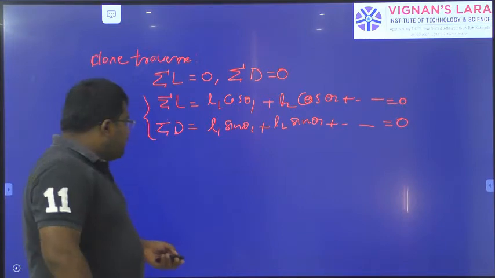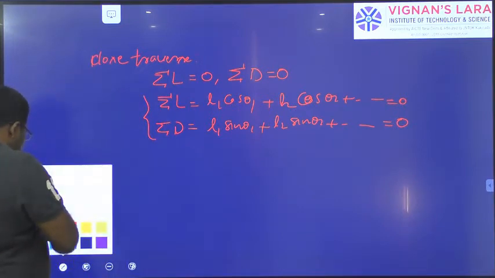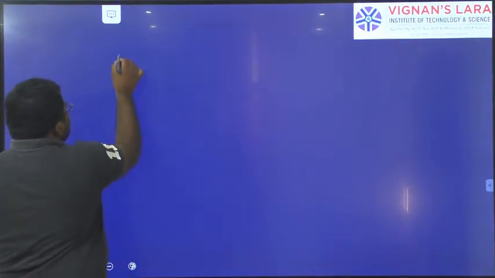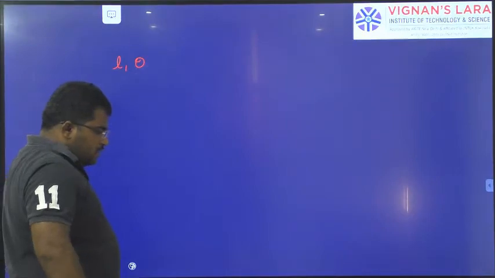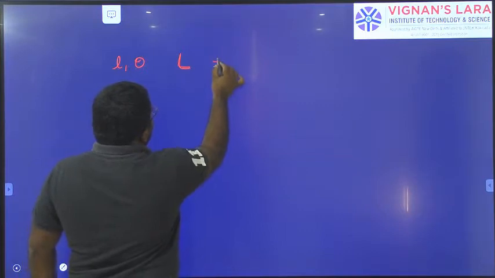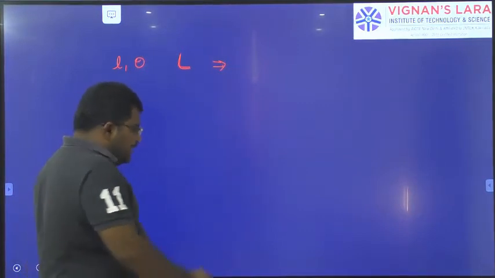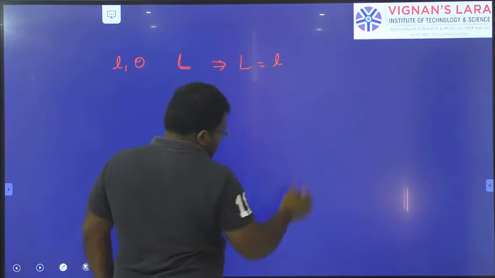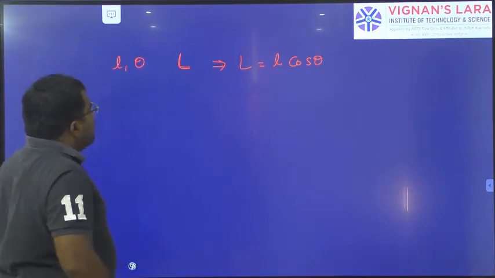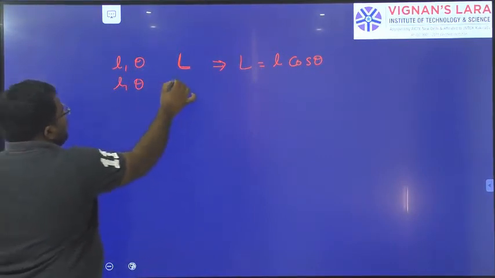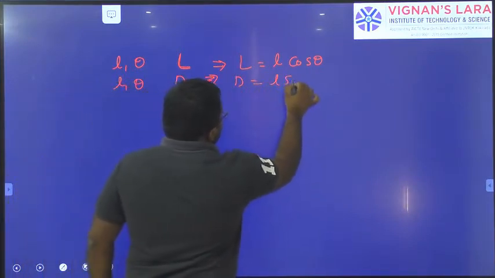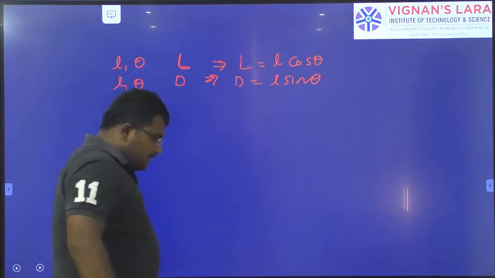Now we will see one by one how we are going to calculate those values. If we have the length l and theta, the latitude value L is equal to small l cos theta. And if l and theta are given and you want to calculate the departure, the departure D is equal to l sin theta.